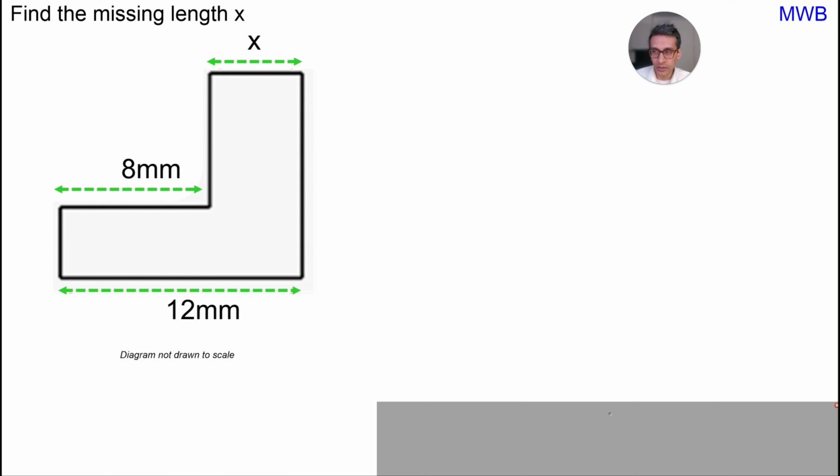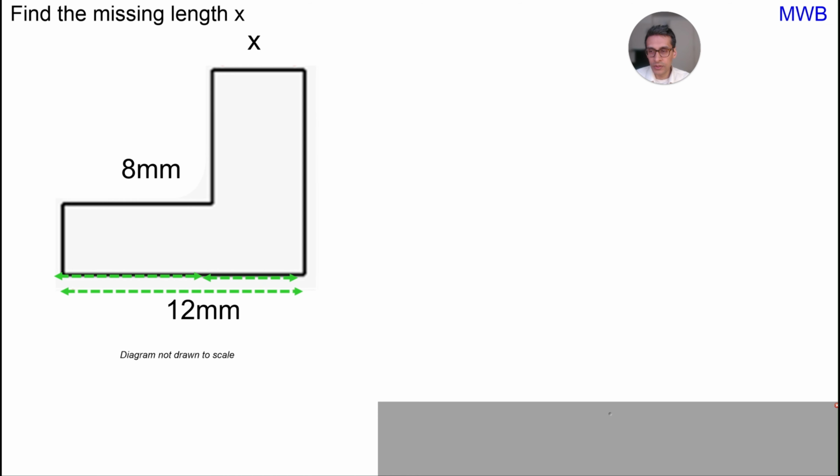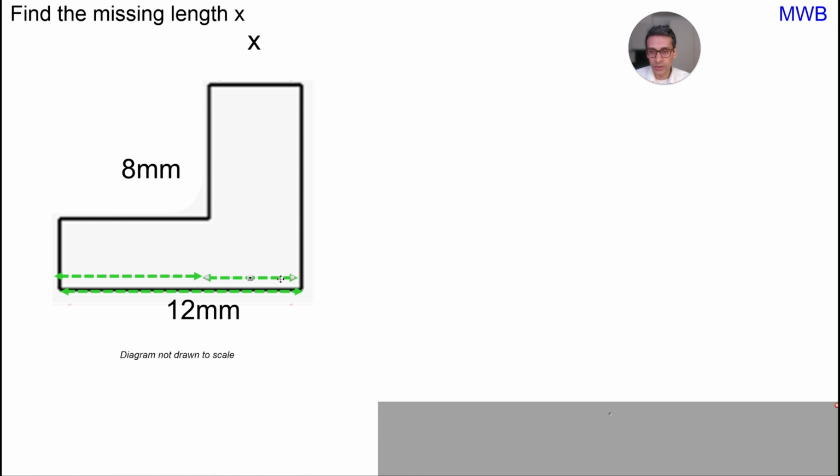There is a clue in the diagram. Okay, so you may have spotted something here. That is that this length, this 8mm length, plus this x has to add up to 12. So we can actually just use that to help us work out the missing length. Not much maths we need to show for this.